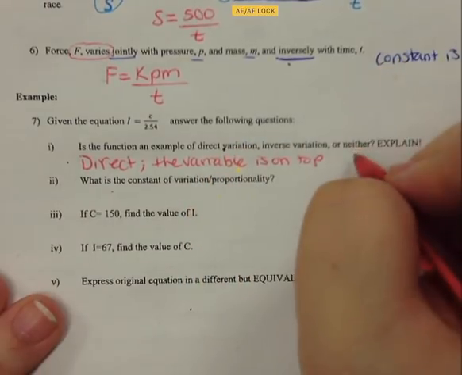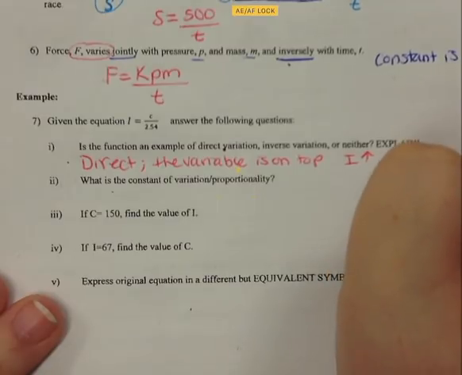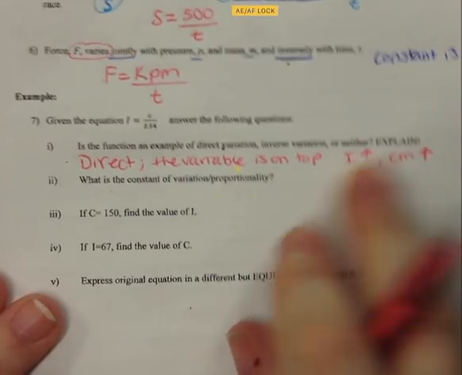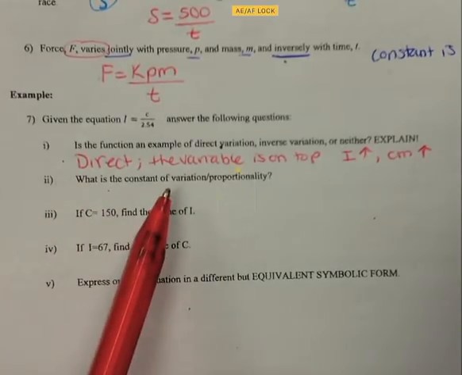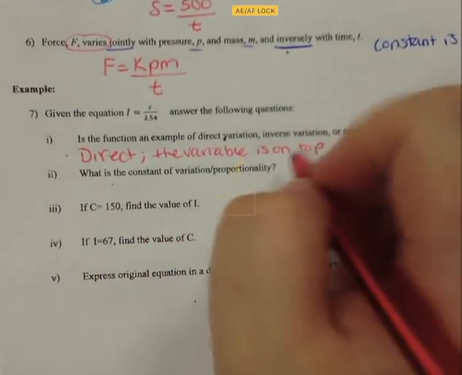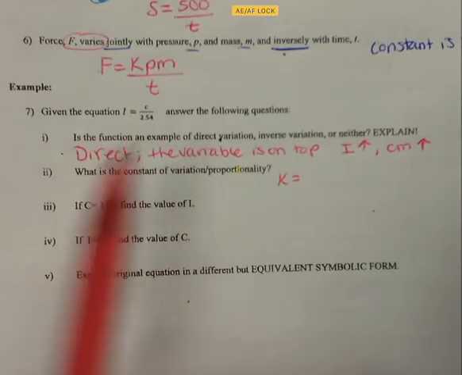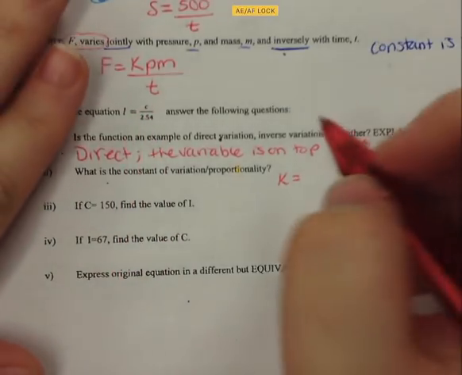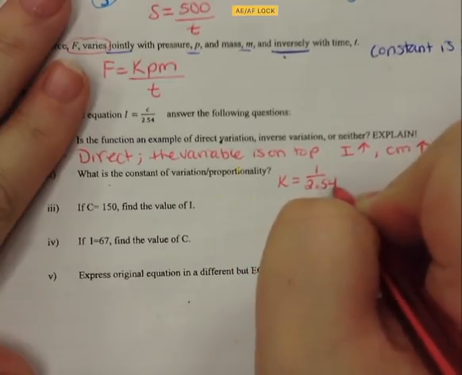And we can also say as inches increase, centimeters increase, because as one variable goes up, the other variable goes up. Then it asks, what is the constant of variation or proportionality? Since it's in the correct format, our constant equals, our top number is 1, our bottom number is 2 and 54 hundredths. So our constant is 1 over 2 and 54 hundredths.